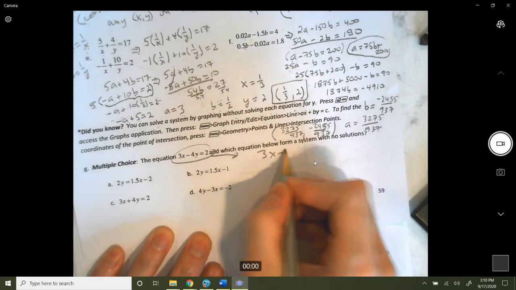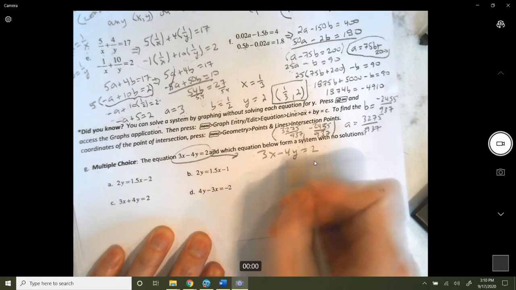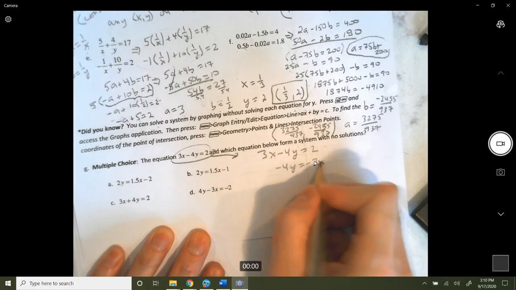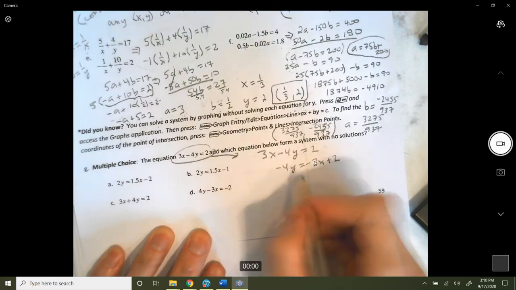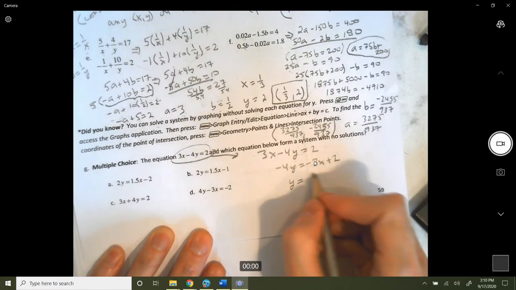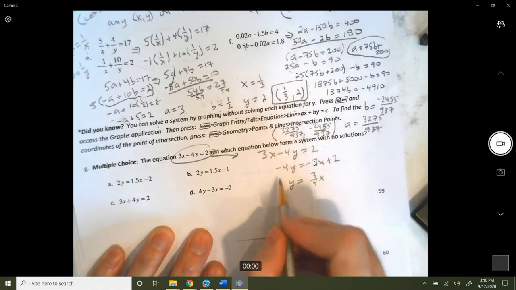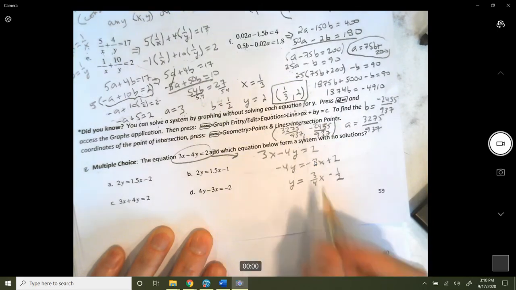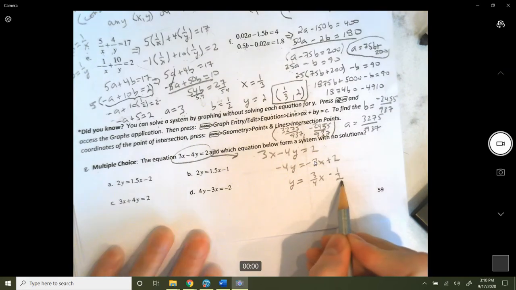3x minus 4y equals 2. Let's subtract 3x from both sides. Divide everything by negative 4. Divide by negative 4, minus 1/2. So your slope is 3/4, your y-intercept is 1/2.